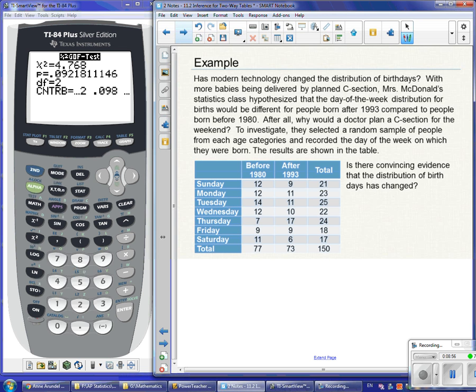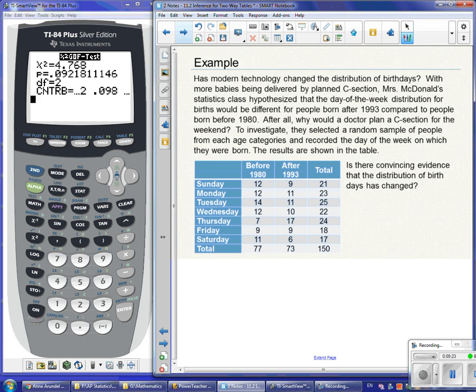It says, modern technology changed the distribution of birthdays. With more babies being delivered by planned C-section, Mrs. McDonald's statistics class hypothesized that the day of the week distribution for births would be different for people born after 1993 compared to people born before 1980. After all, why would a doctor plan a C-section for the weekend? To investigate, they selected a random sample of people from each age category and recorded the day of the week on which they were born. The results are shown in the table.